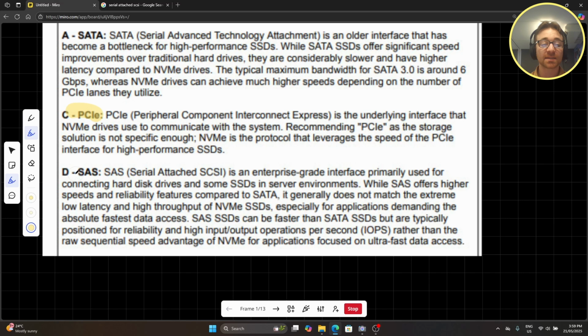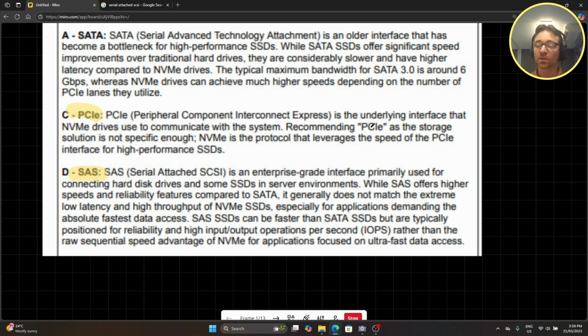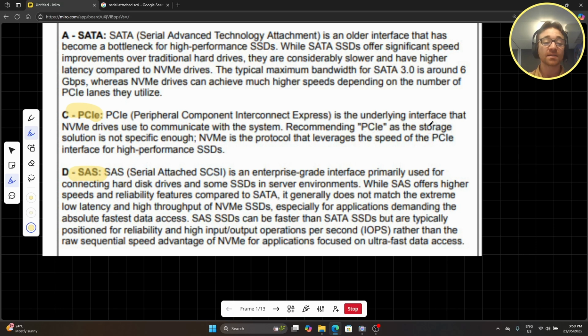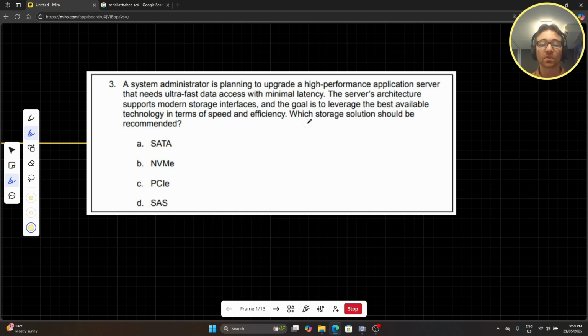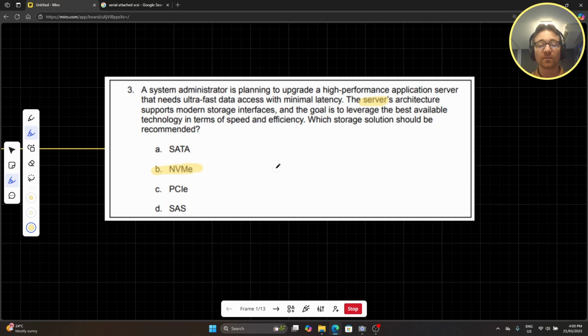If you were thinking about SAS, just remember that this was a server that needed really, really high speeds. They wanted the fastest speed, the lowest latency. SAS is great for enterprise environments, connecting lots of different devices, etc. However, it is just not as fast as NVMe SSDs. And because we were looking at a single server here in this question, this was just the best answer because NVMe is the fastest of all of these protocols, okay? So NVMe SSD is what we want to look for here.